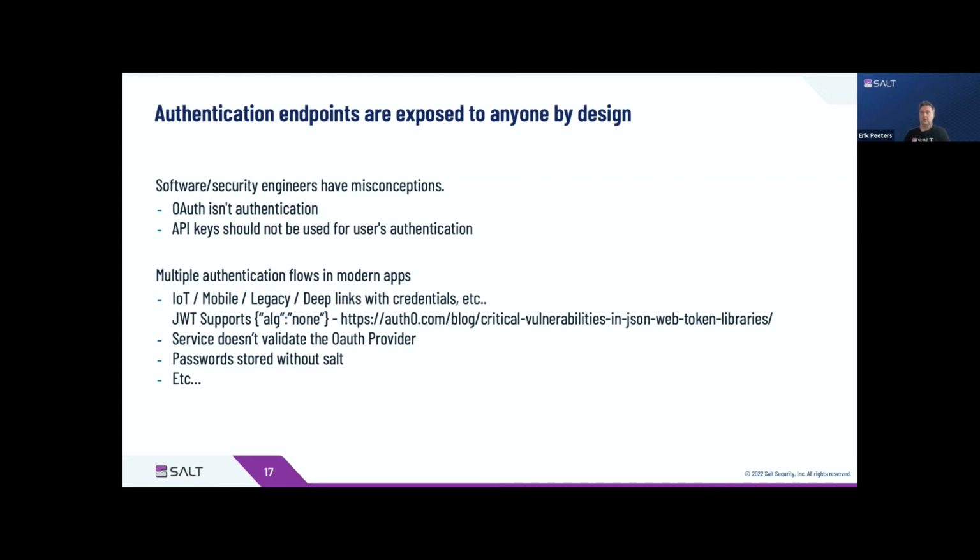Or there are multiple authentication flows within modern apps, where JSON Web Tokens support an algorithm set to none, so nothing is encrypted, where passwords are stored without a salt, pun not intended, where a service does not validate that the correct OAuth provider is used, and maybe in a query you could just cycle it back to another OAuth authentication, or another authentication where you have all the control. These kinds of things.